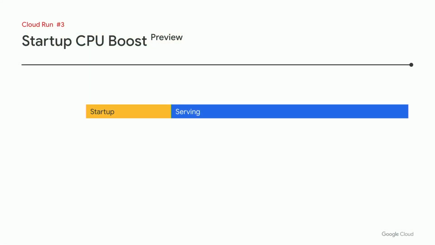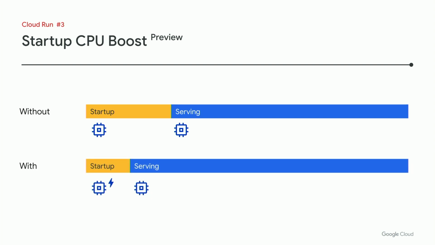To help with that, we are introducing Startup CPU Boost. Without CPU Boost, the same amount of CPU is allocated during the startup and serving phases of your container instances. With CPU Boost, the container instances receive twice the CPU at startup time. We have observed that this can cut in half the startup time of some workloads, for example, when using Java Spring Boot.